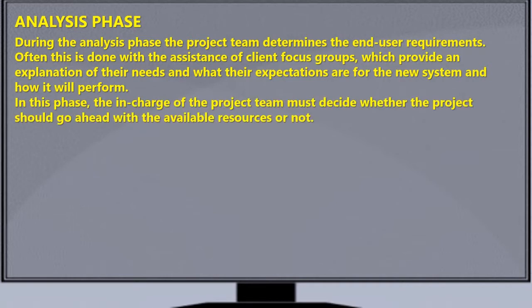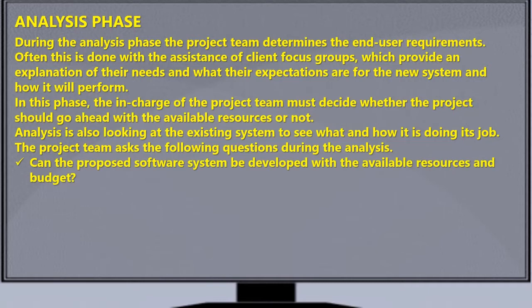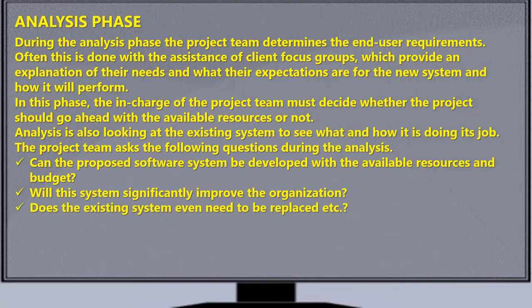In this phase, the person in charge of the project team must decide whether the project should go ahead with the available resources or not. Analysis is also looking at the existing system to see what and how it is doing its job. The project team asks the following questions during the analysis. Can the proposed software system be developed with the available resources and budget? Will this system significantly improve the organization? Does the existing system even need to be replaced at extra cost?